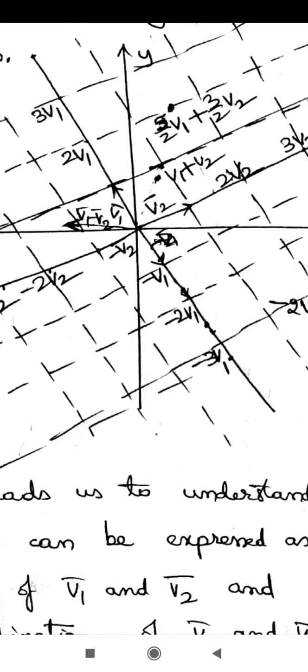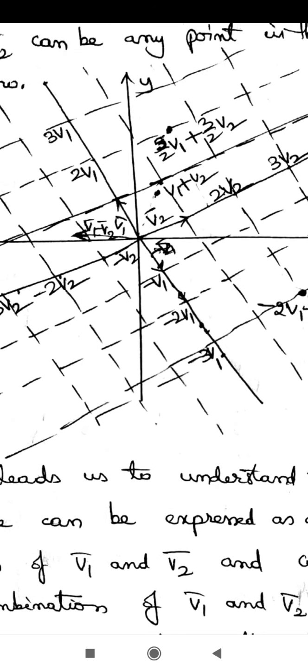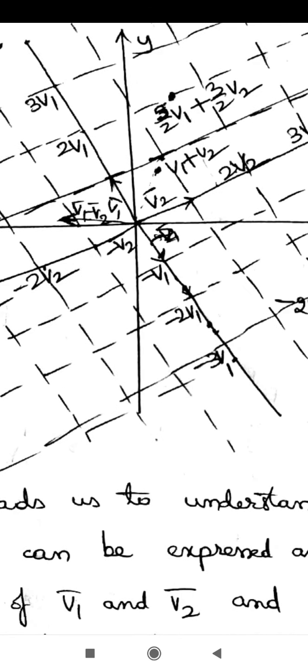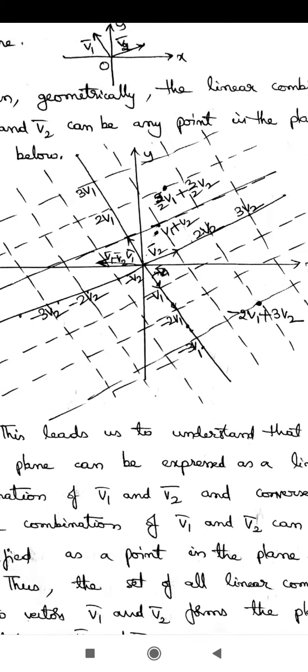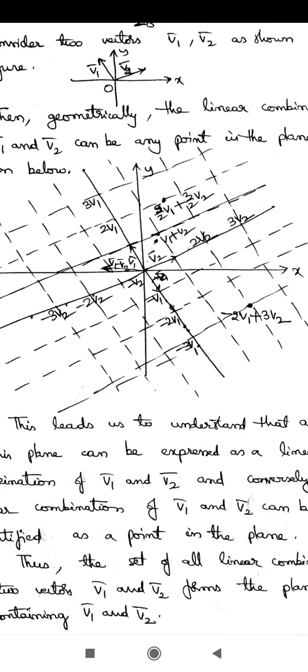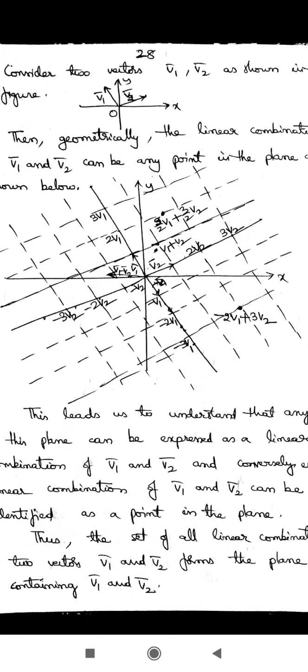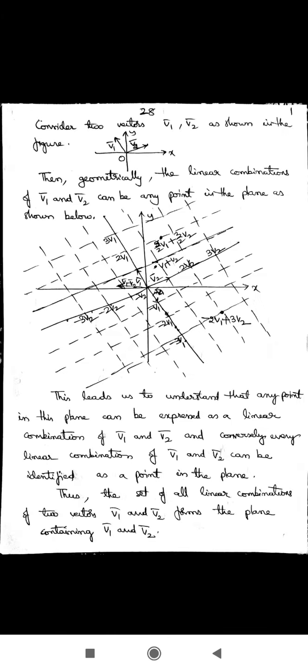A point in the xy plane, when joined to the origin, gives a vector that can represent one and only one linear combination, and that linear combination is of v1 bar and v2 bar, which are the given vectors. So this is how I have made the conclusion from the above geometrical interpretation.